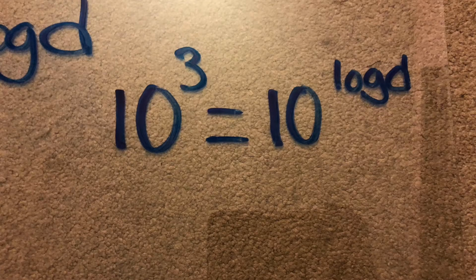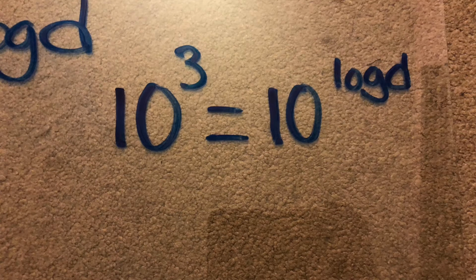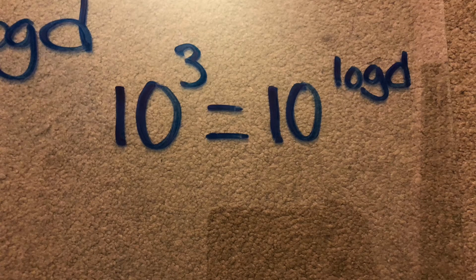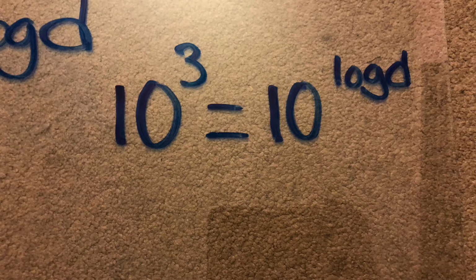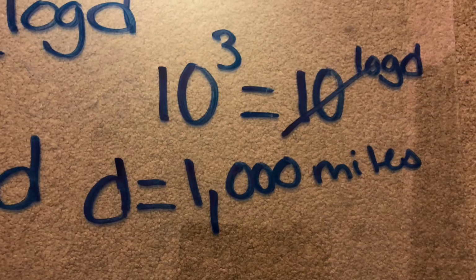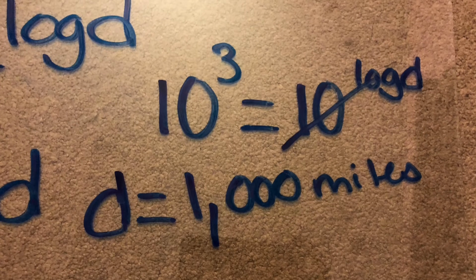So to get the d by itself, you have to do the inverse of the log. The base of a log is 10, so when you put 10 to the log d, it gets rid of the log, and it'll be d equals 10 to the third. And 10 to the third equals 1,000, so that's your answer. Distance equals 1,000 miles.